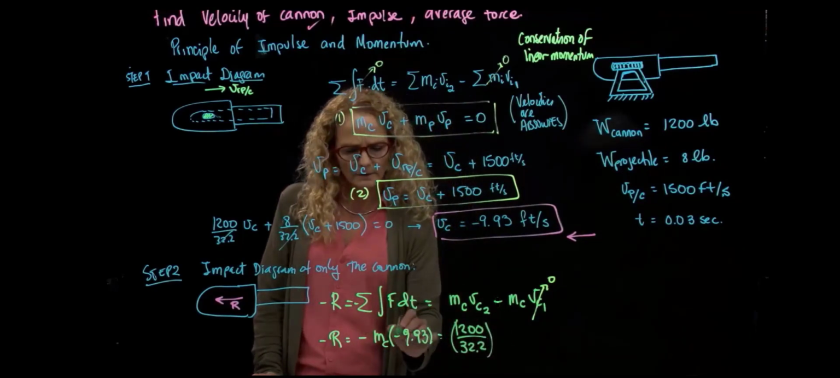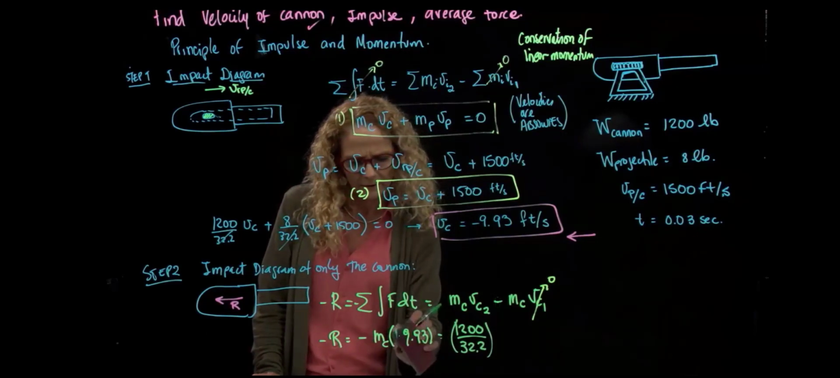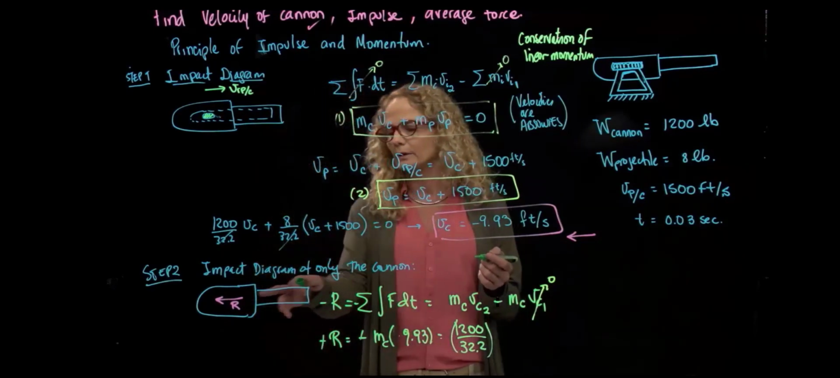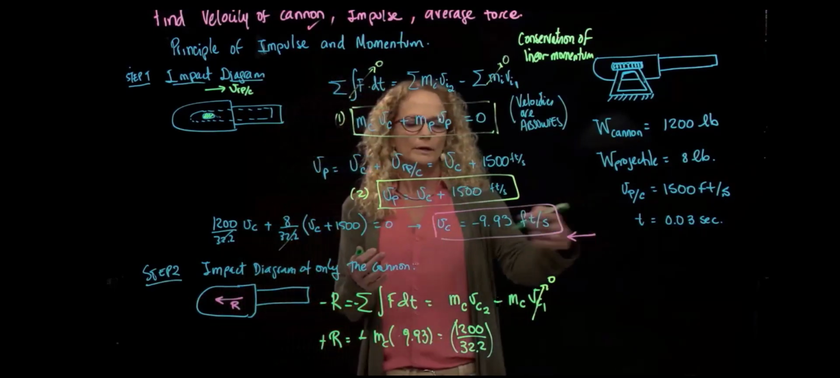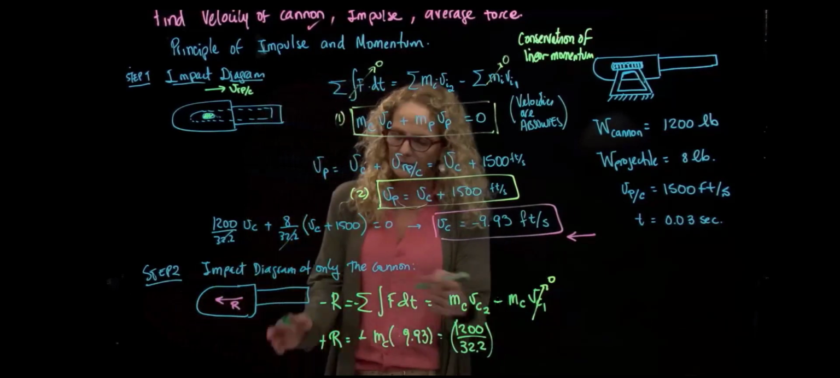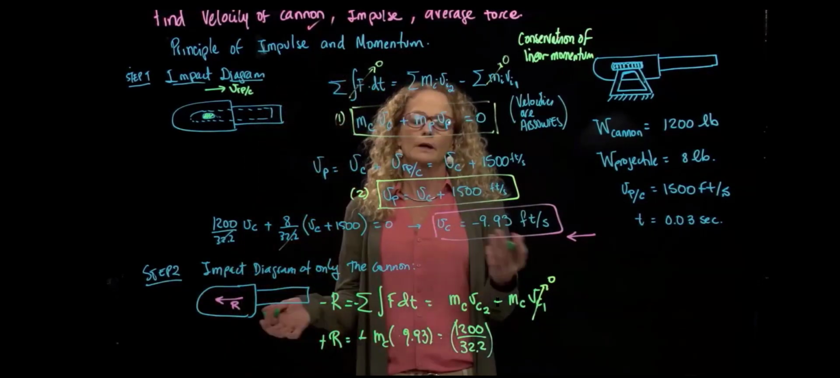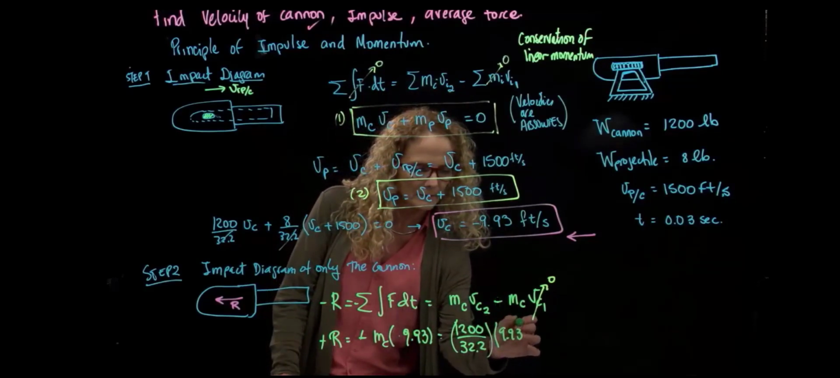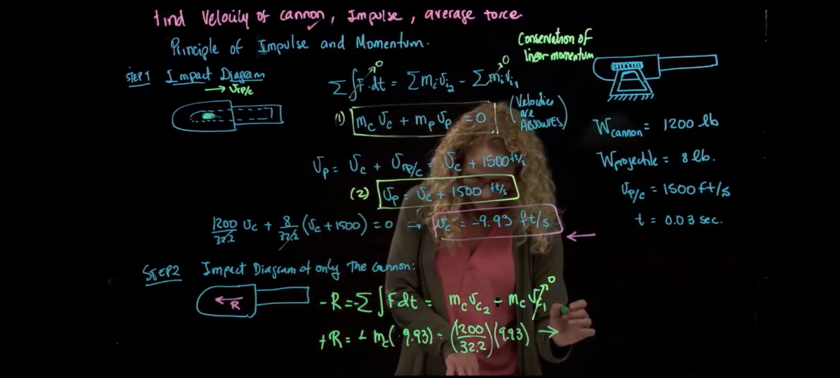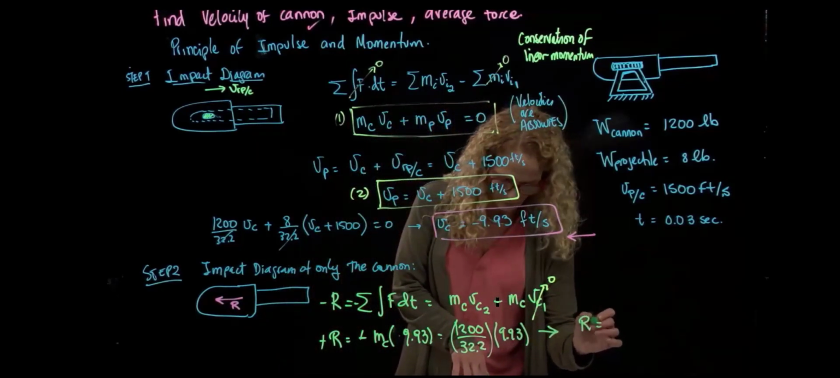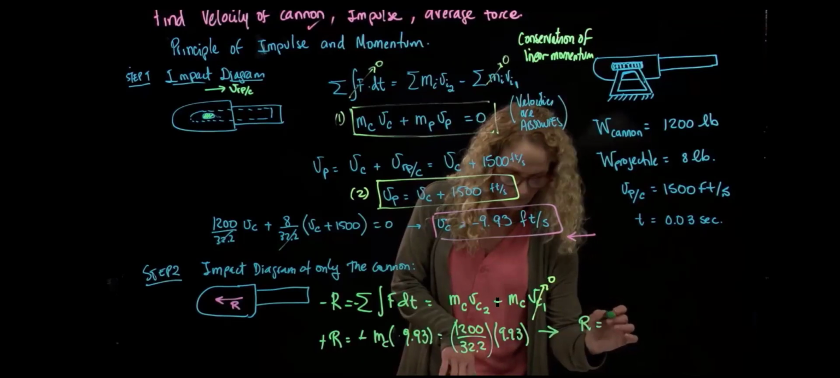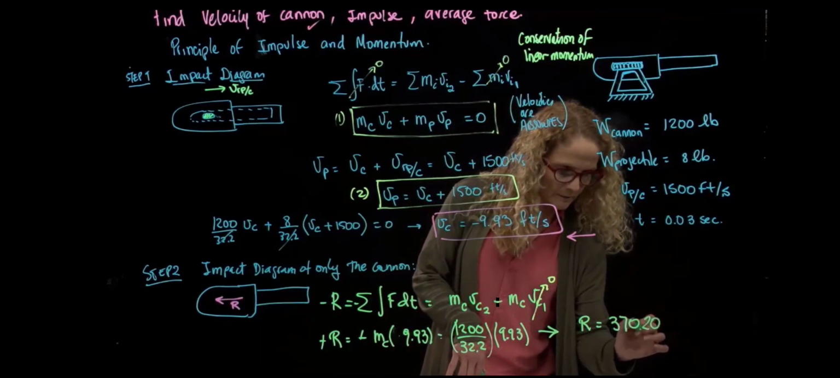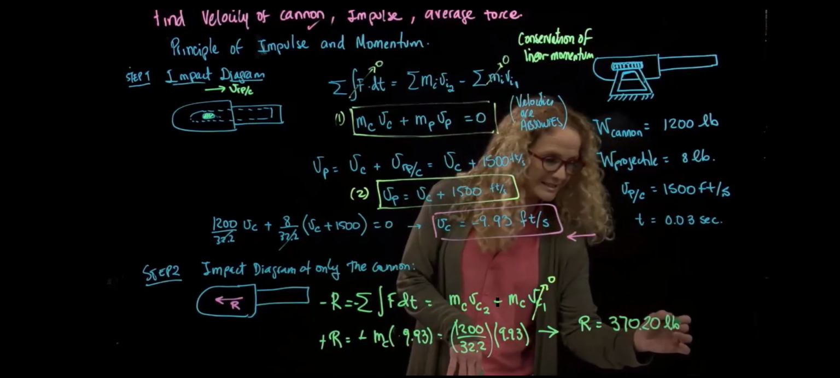Actually I put the sign twice, so this sign doesn't go. In this case, those signs cancel out, and it means that I put the reaction in the right direction. So when the projectile moves out, that reaction goes out, and that reaction is what is actually moving the cannon backwards, right? And that will be times 9.93. Finally, my impulse or reaction is equal to 307.20 pounds per second.